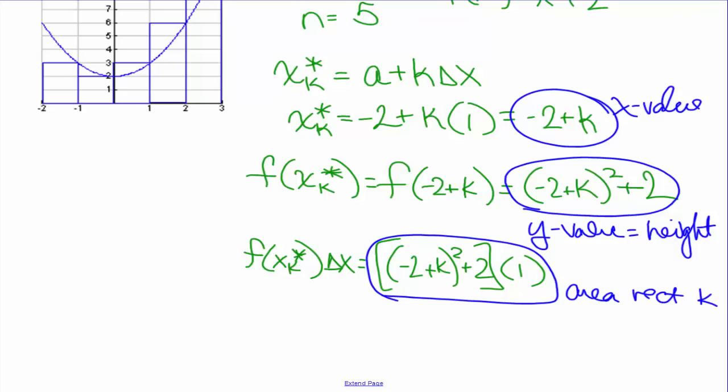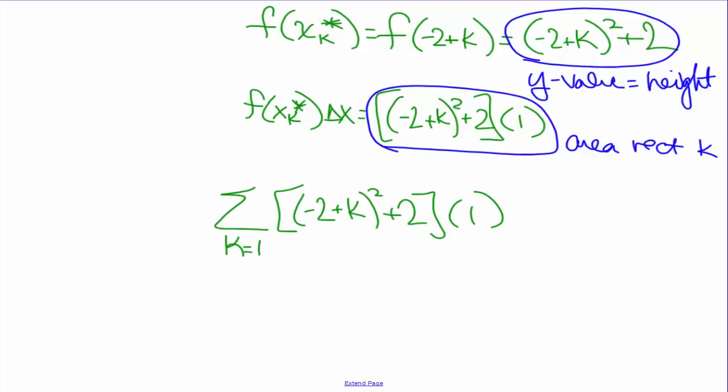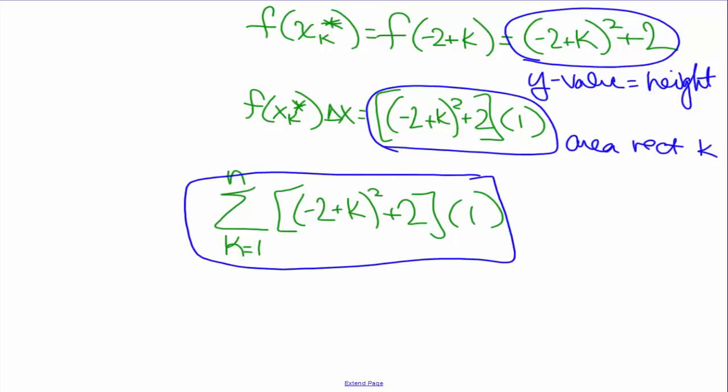And if that's the area for one rectangle, how do I find the area of the whole thing? Add them all up. Okay. This is where the sigma notation comes in. I take (negative 2 plus k) squared plus 2 times 1. That's the area for rectangle number k. And then I add them all up with k starting at rectangle 1 and ending at rectangle n. And this is your total area in terms of sigma notation.